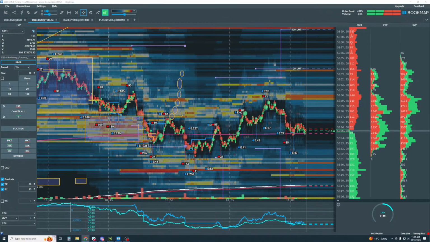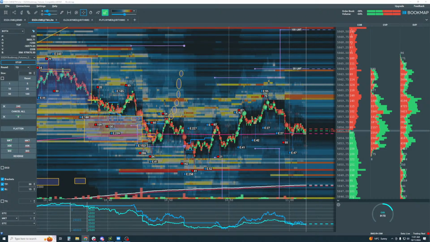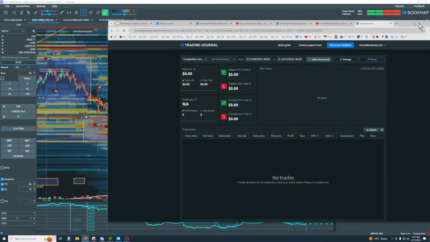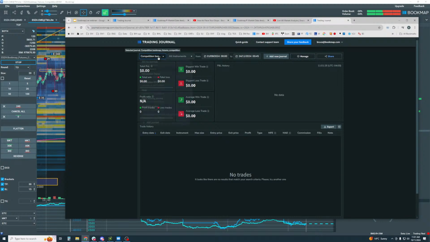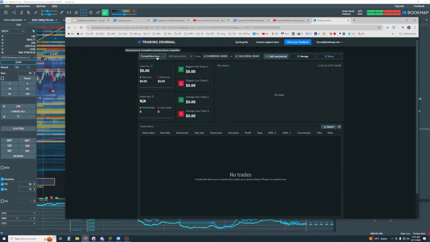Whereas if we take a look here at the trading journal, now my trading journal, I actually checked it. It's not connected right now, I believe because the competition hasn't started, so I'm just testing it right now. So I don't have any data in the competition journal at the moment.